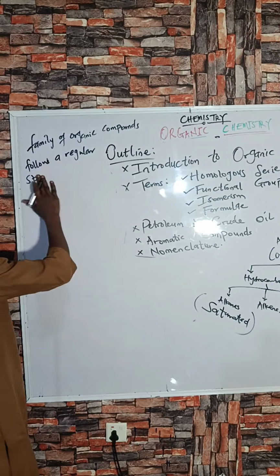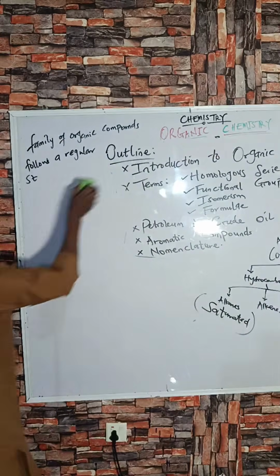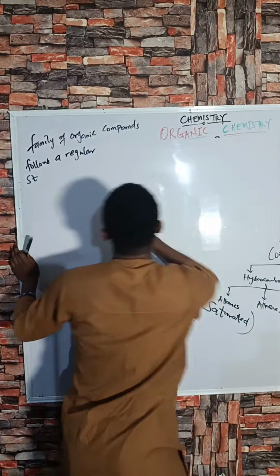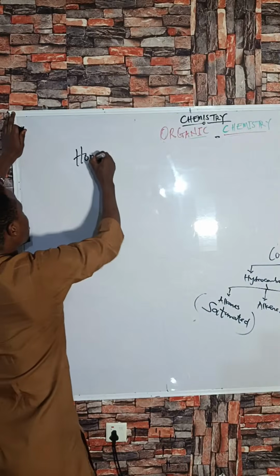There's no space. In order to make space, I think I have to clean the outline so that we have enough space to write. So yeah, the definition of homologous series now.